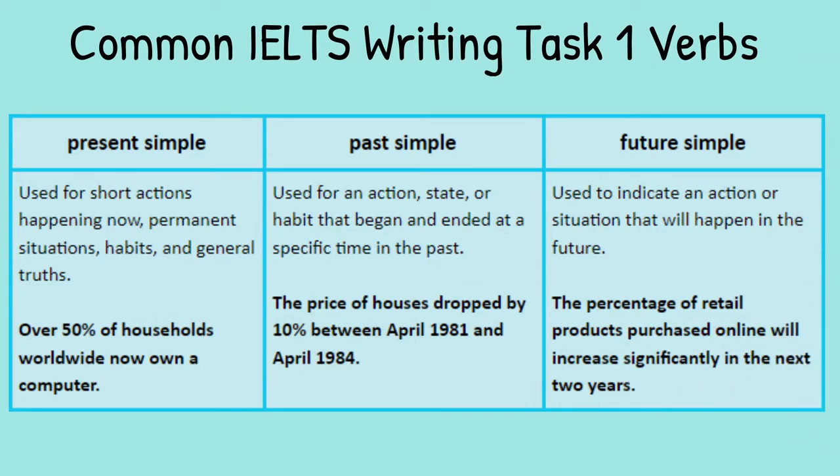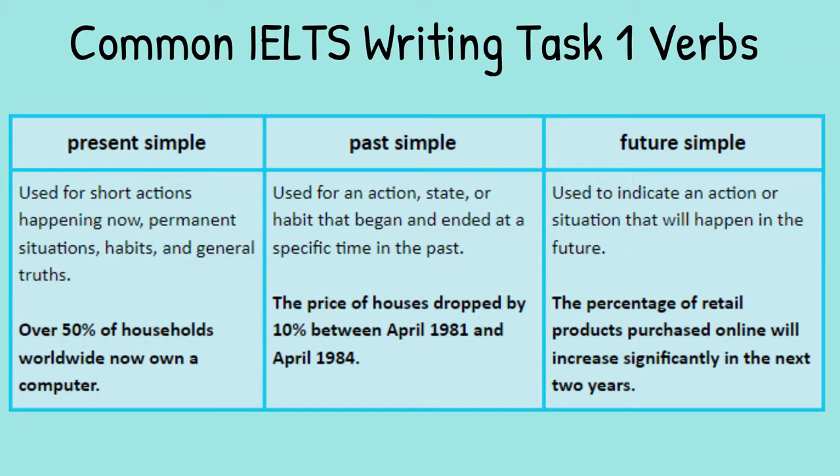For present simple, it is used for short actions happening now, permanent situations, habits and general truths. For example, over 50% of households worldwide now own a computer. For past simple, it is used for an action, state or habit that began and ended at a specific time in the past. For example, the price of houses dropped by 10% between April 1981 and April 1984.